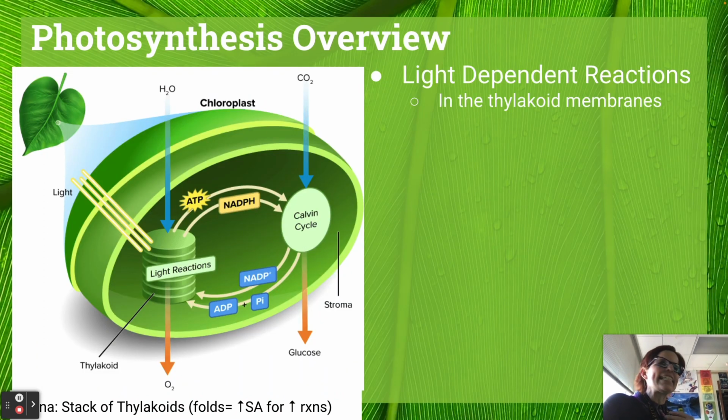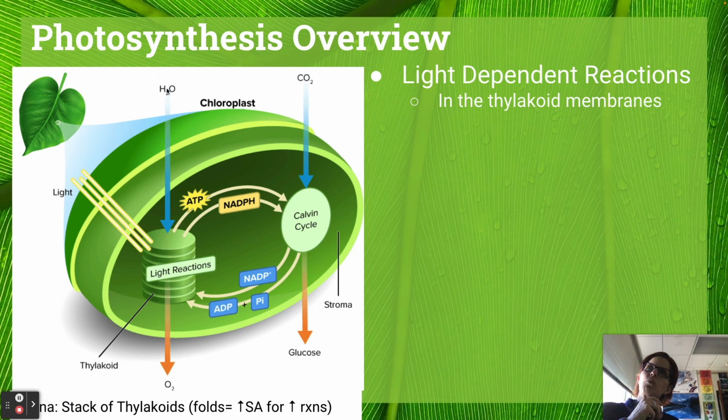Okay, so a quick overview. There are light dependent and light independent reactions in a chloroplast. So really look at the diagram for a second and just remind yourself, the chloroplasts are the green discs. The light goes in and it hits the stack of thylakoids. Each stack is called a granum, the thylakoids here. And that's where the light reactions are happening, in the membrane itself.